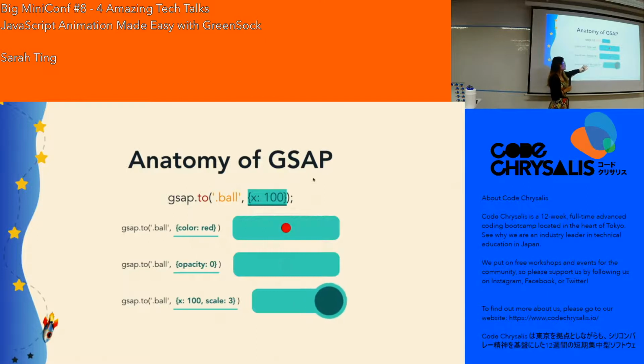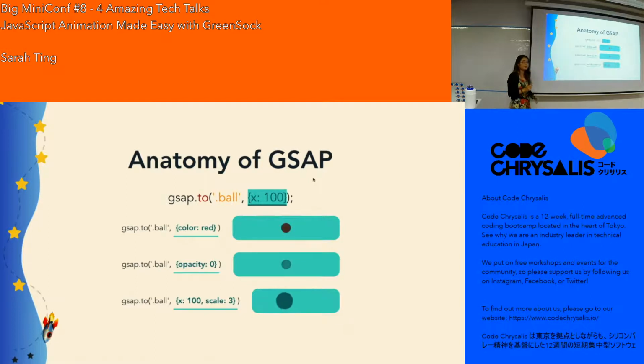So you're just saying, GSAP, I want, at the end of this animation, this ball should be at x equals 100, and it should be scaled up by 3 times. So it should be 3 times bigger. GSAP has no problem with that. You can tween as many things as you like with GSAP.